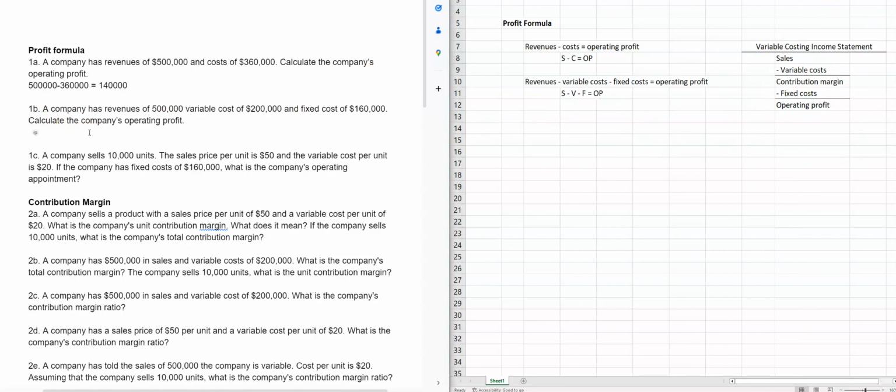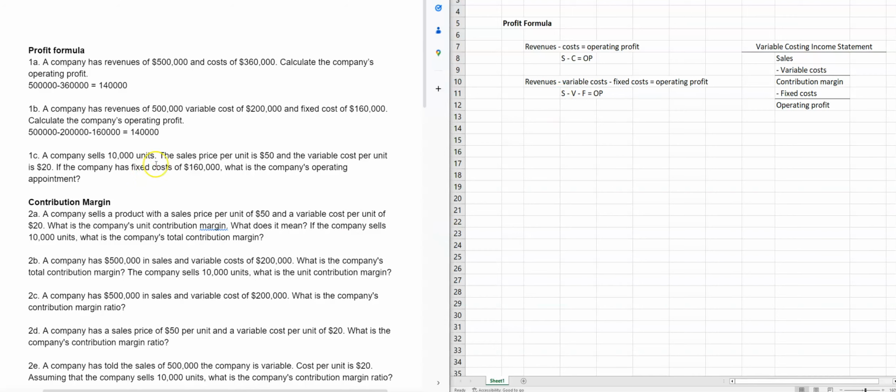So back to 1B, it tells us that a company has revenues of 500,000. There's our S. Variable costs of 200,000. There's our V. And fixed costs of 160,000. Which again, this is the same company, so it's the same operating profit. We're just showing how these things can kind of get separated out.